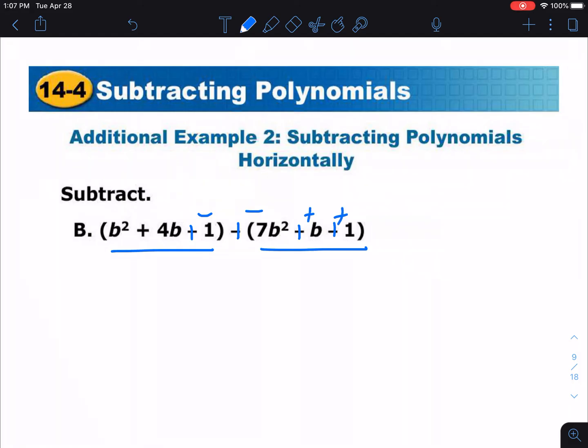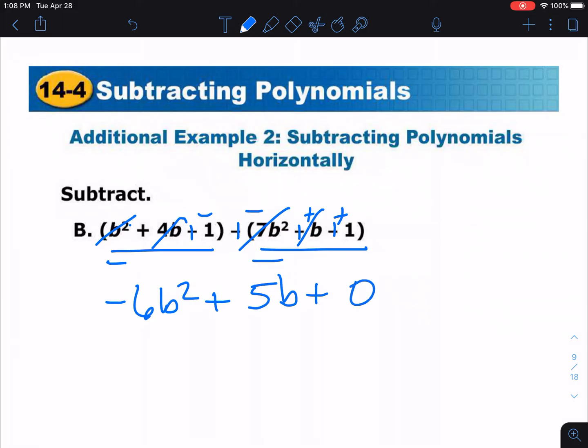Now I just combine like terms. So I've got a 1b squared here and a negative 7b squared here, which gives me a negative 6b squared. Plus, and now those go away. Now I have a 4b and a b, which gives me 5b. Plus, and then I've got a negative 1 and a 1, which give me 0. Okay, so another way of writing this then would be a negative 6b squared plus 5b, and that would be the most correct way of writing it.